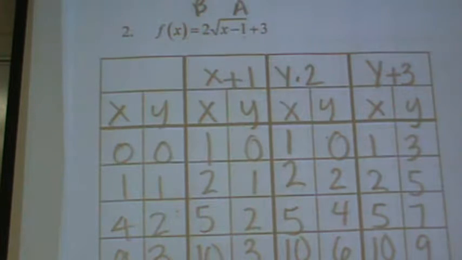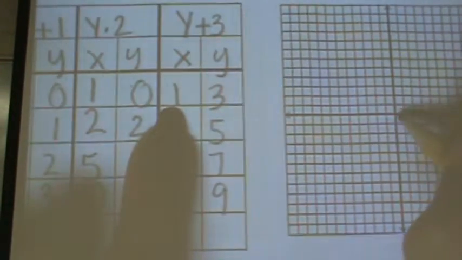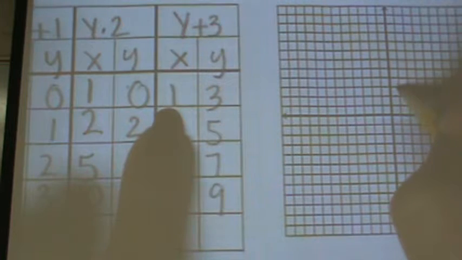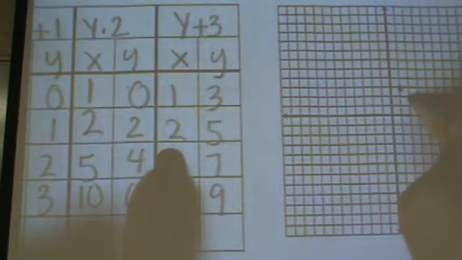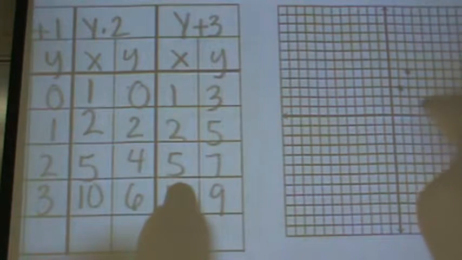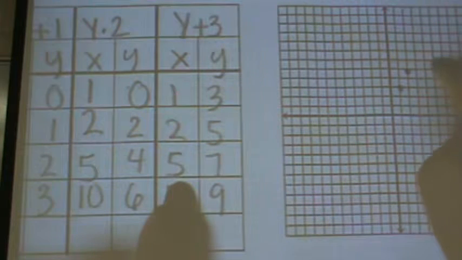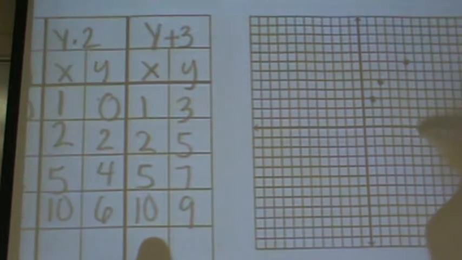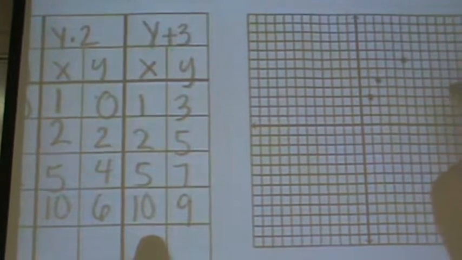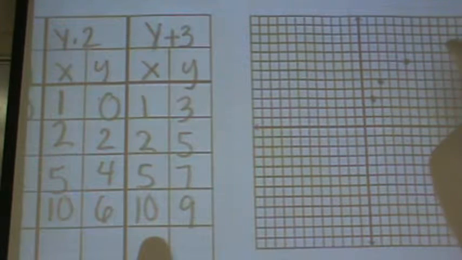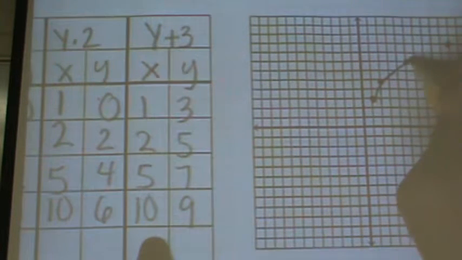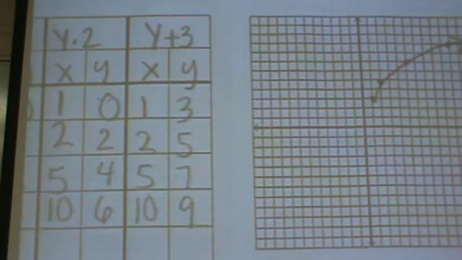Okay, Jack, can you type that in? Type that equation in for me. And I'm gonna graph this: 1, 3, 2, 5, 5, 7, and then 10, 9. Okay, and Jack typed it in for me.